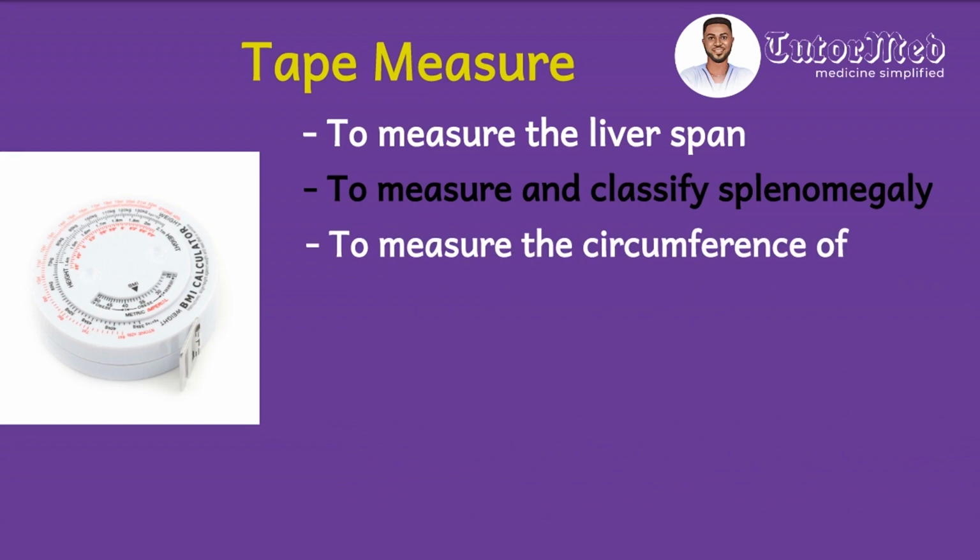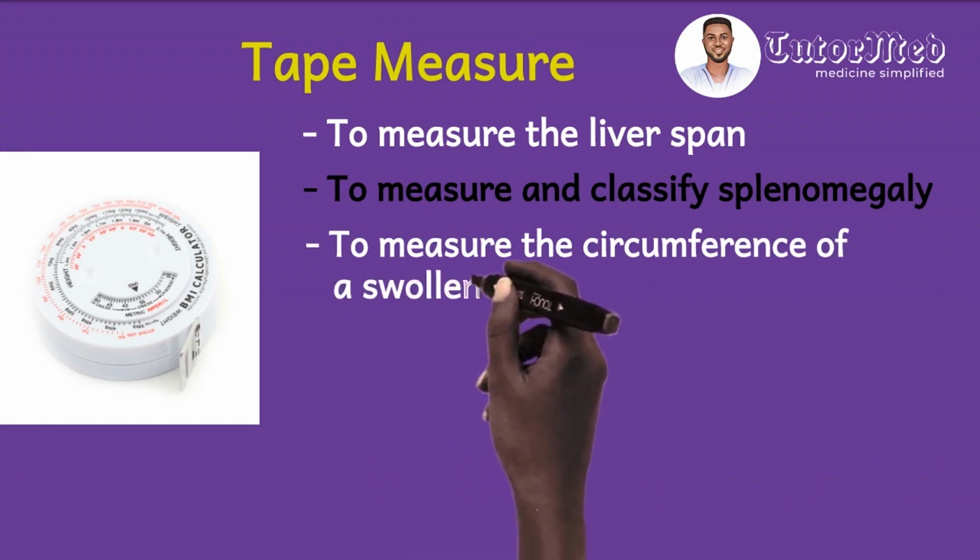Then it is used to measure the circumference of a swollen limb or unilateral limb swelling. If in general exam you are able to identify by inspection that the patient has an obviously swollen limb, to objectively prove that, you need to measure that limb and prove that it is bigger than the other limb.